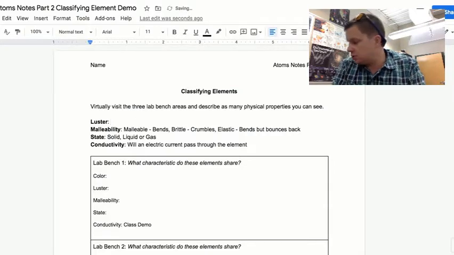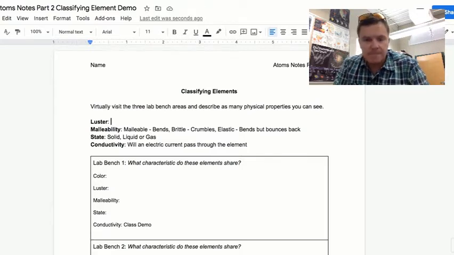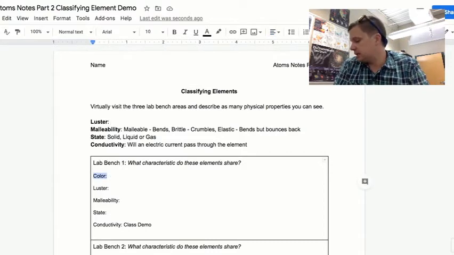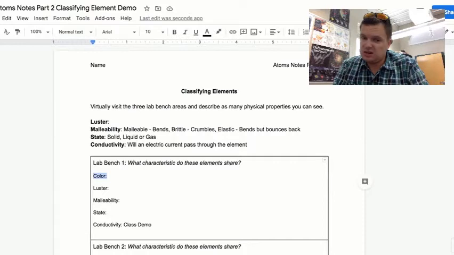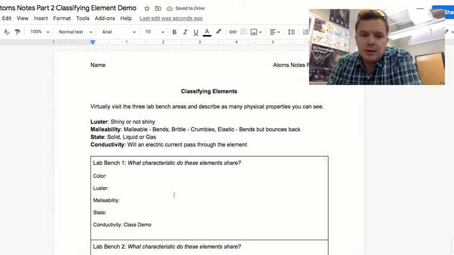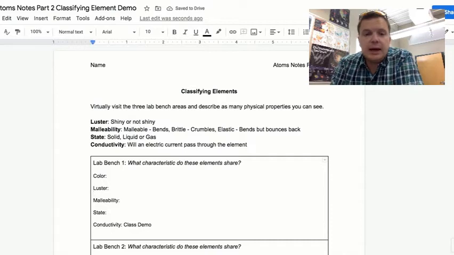We're going to start off by looking at each lab bench. You need to identify 5 things, okay? The first one being color. You can kind of determine what color something is, so just write down the colors that you see. The next one is luster, and luster is whether something is shiny or not. Something really shiny, like a mirror, would have a really high luster, and something really dull, like wood, would have a very low luster.